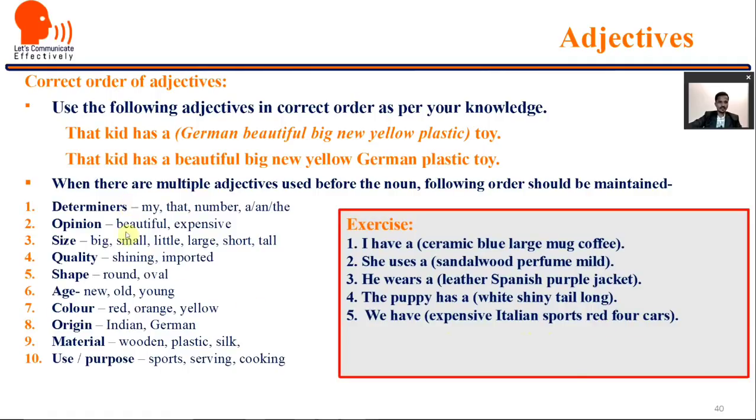So just keeping this sequence in mind, rearrange the adjectives. You can pause the video and come up with your answers.